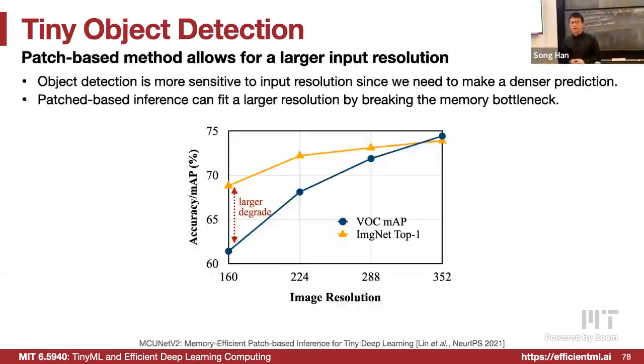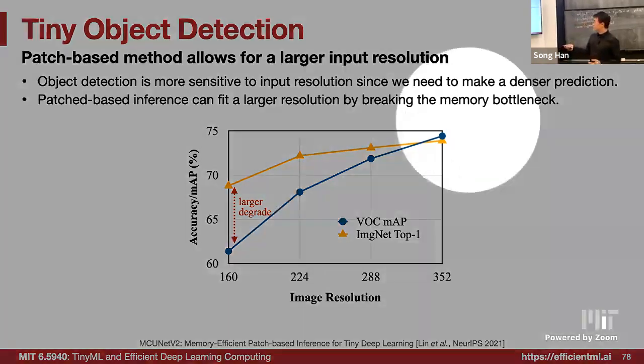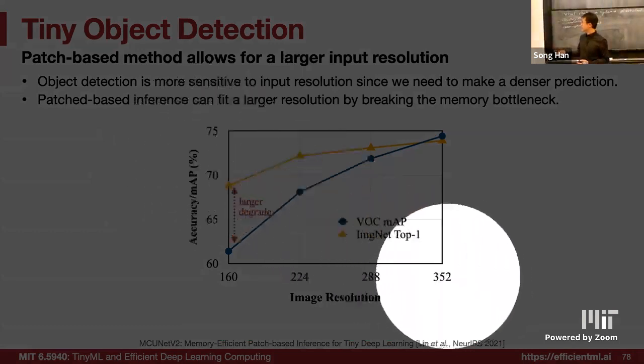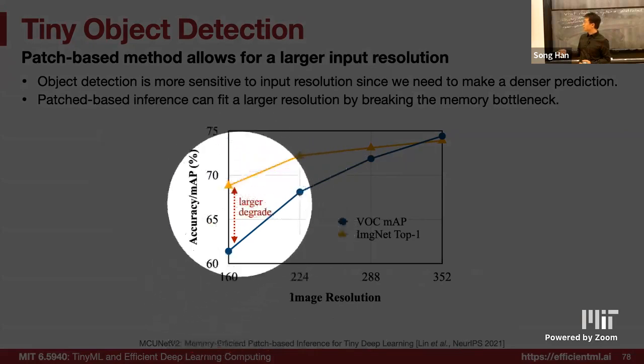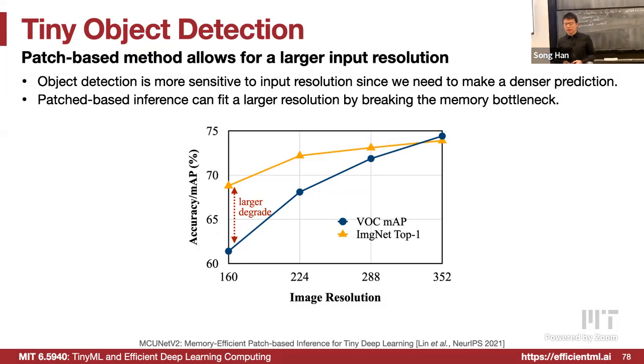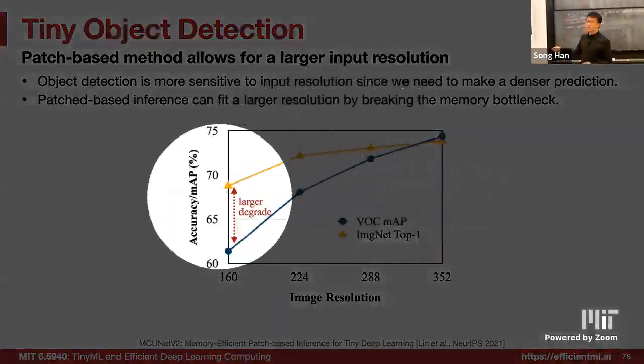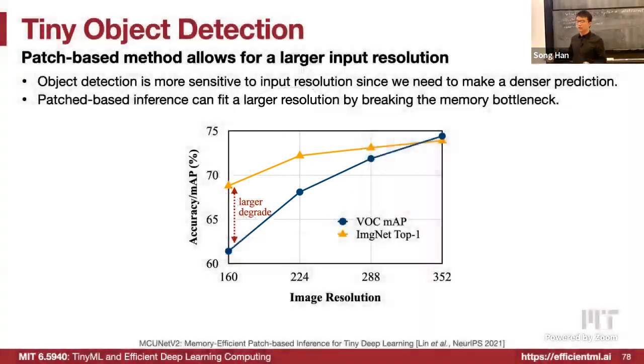We can also do tiny object detection using this patch-based inference. The challenge is that to do object detection, you really need a pretty high resolution. High resolution means we need a larger activation, and larger activation means high SRAM consumption, which is challenging. Resolution matters a lot for accuracy. If you shrink the resolution, the accuracy is going to degrade, though not very much for ImageNet, in the red and yellow curve.